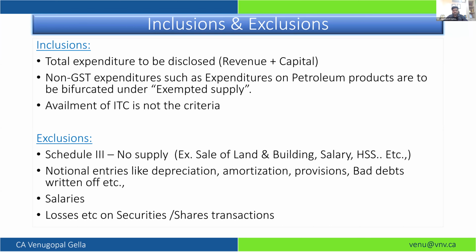Schedule 3 transactions. So what are the Schedule 3 transactions? That is sale of land and building, high sea sales, salaries, all of which fall in this exclusions part. And also the notional entries like depreciation, amortization, provisions, bad debts written off. All the notional entries also. Technically, we cannot fill those details in clause 44, and also the notional losses on securities or shares transactions are not required to be reported.